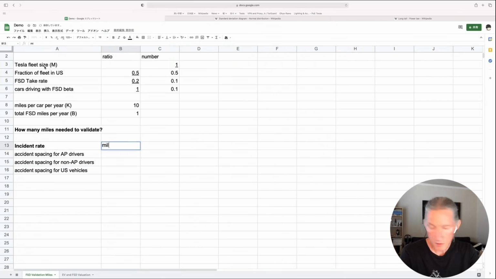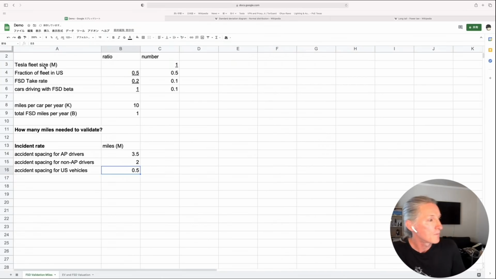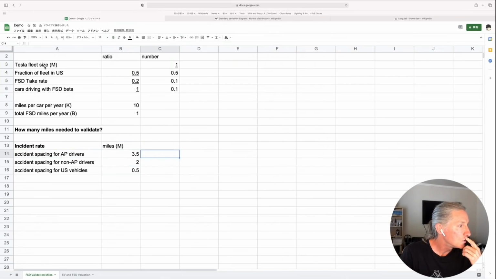So this is miles, millions of miles. Normally, if you're building this model yourself, of course, you'd go figure this stuff out and look up these numbers. But in the interest of saving time, I looked these up ahead of time, and you can get these off of Tesla's website. I'm rounding these off.